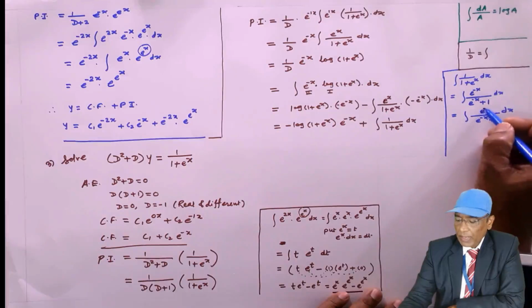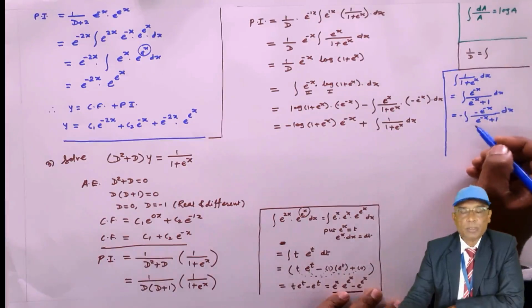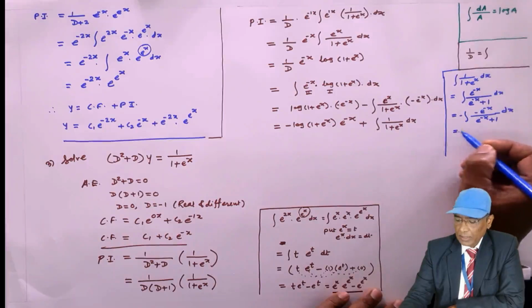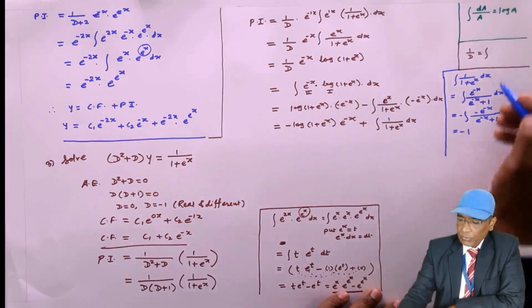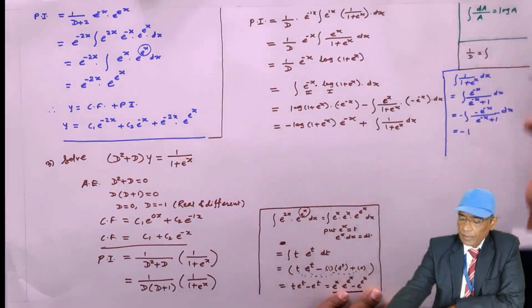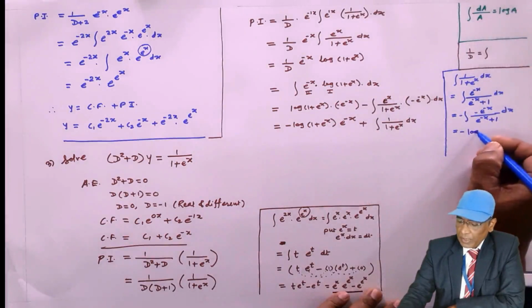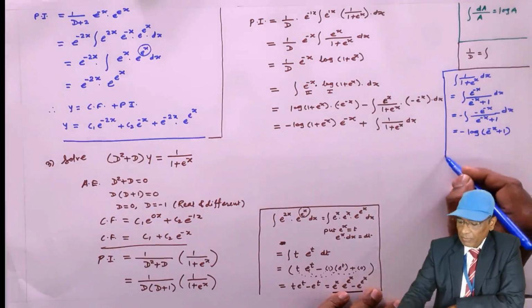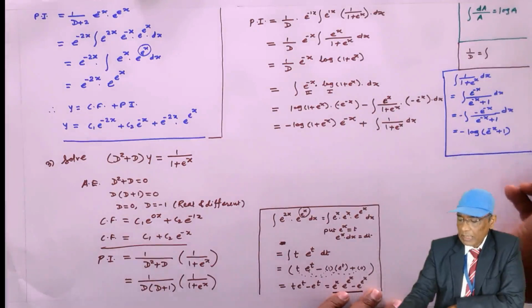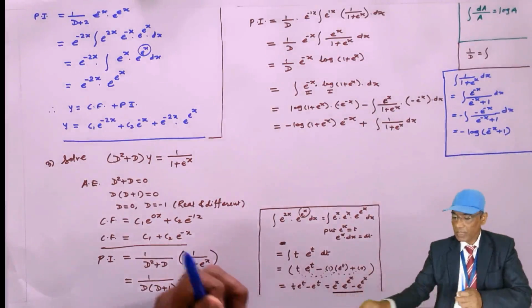Minus e to the power x is the derivative of the denominator. This minus I am going to add here. Now, the derivative of the denominator is present in the numerator. Therefore, in this way, the integration is the log of the denominator. Yes, in this way, we found the integration of 1 by e to the power x separately.